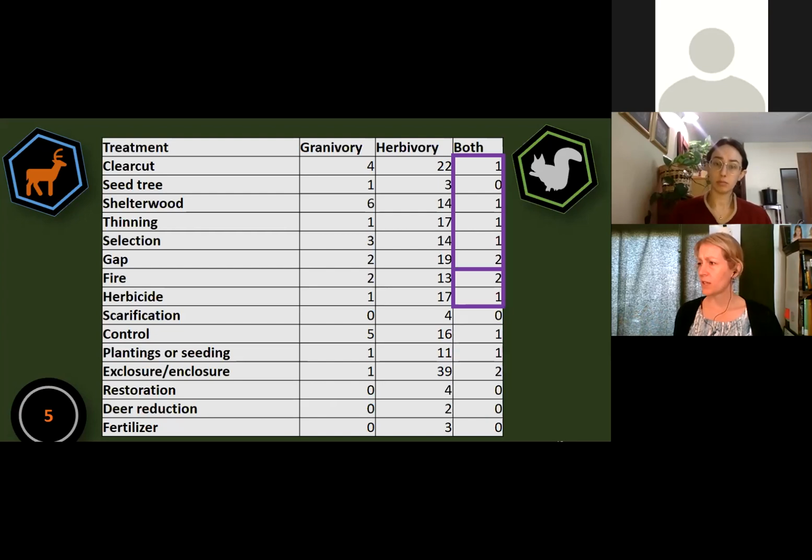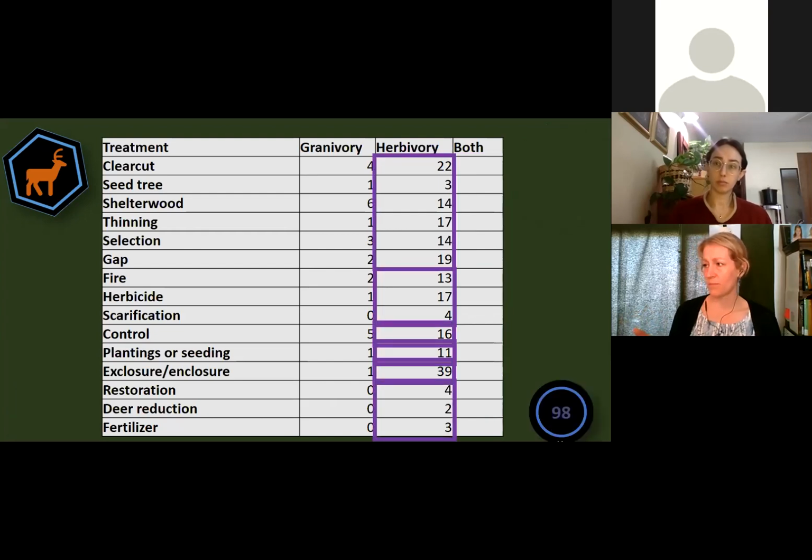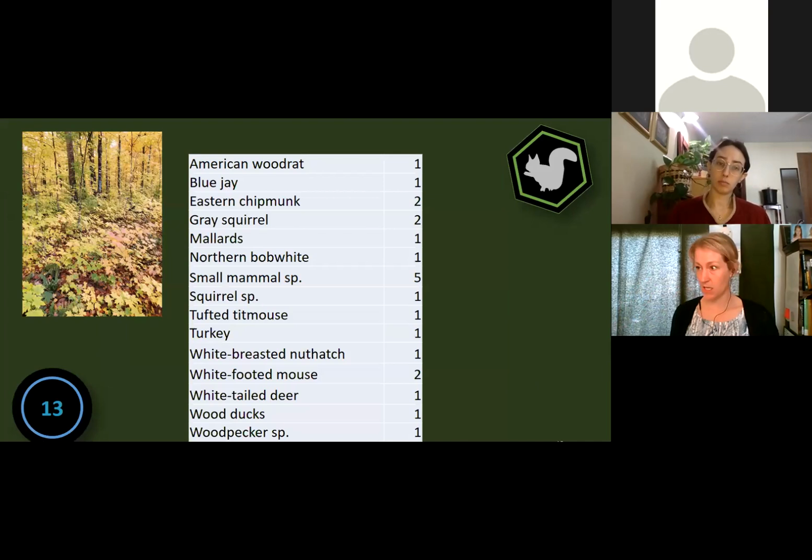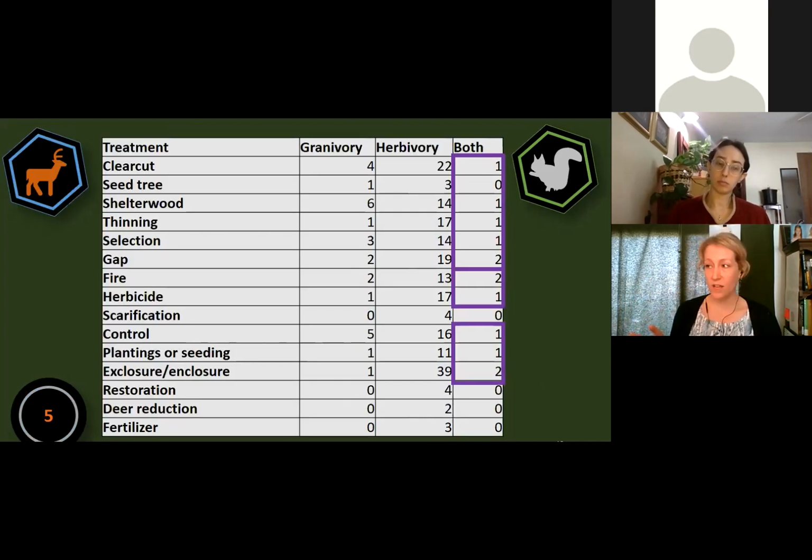And I did forget to mention, actually, for the herbivory studies, there were 24 that were done in central hardwoods, 55 were done in northern hardwoods, and 5 were done in southern bottomland forests, with 14 crossing multiple forest types. And then for these 5 studies here, there were 4 in central hardwoods and 1 in northern forest types. So depending on what was actually being looked at, granivory, herbivory, or both, they're done unevenly in the different forest types.